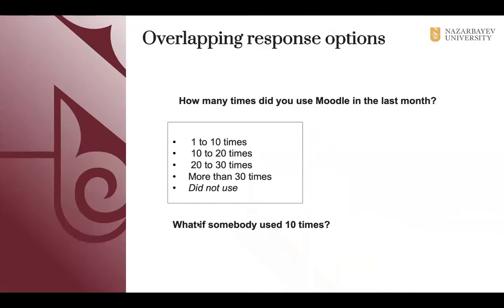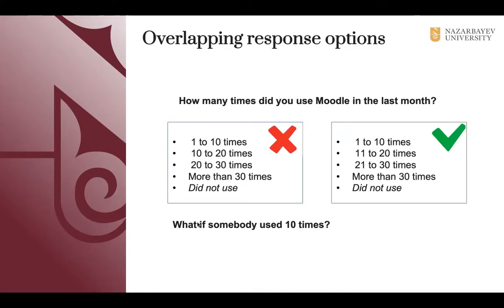First of all, please avoid overlapping response options. Okay, so if we look at the question that we considered before, how many times did you use Moodle in the last month? If we look at this set of responses, 1 to 10 times, 10 to 20 times, 20 to 30 times, more than 30 times, and did not use. What if somebody used Moodle 10 times? Will they report their answer in the first response category or in the second response category?